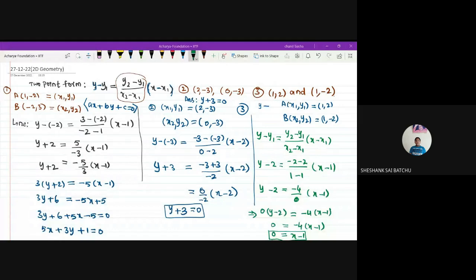Sir, I have a doubt. Yes, Shashank, you can. Sir, in the second question, in the second-to-last step, we can write y plus 3 is equal to minus 3 plus 3 by minus 2 into x minus 2.